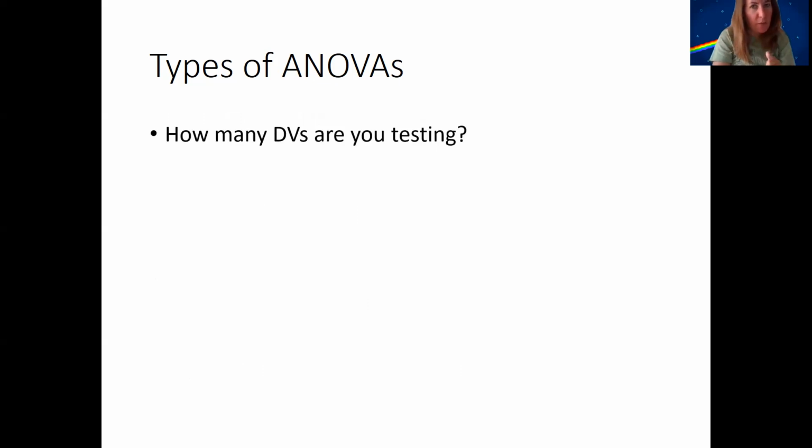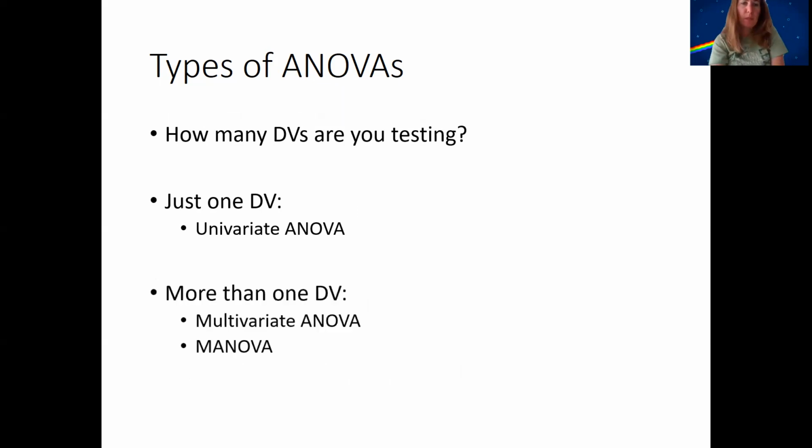Now, the second thing we have to think about with our ANOVAs is how many dependent variables do we have? Do we have one? If it's just one, we're going to use a univariate ANOVA. That means we'll have one dependent variable. And if we have more than one, we're going to use a multivariate ANOVA. This is also called a MANOVA, which can be fun if you want to call it a MANOVA.